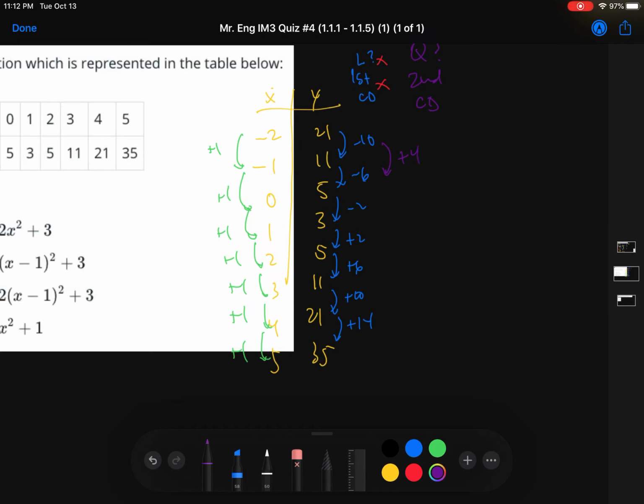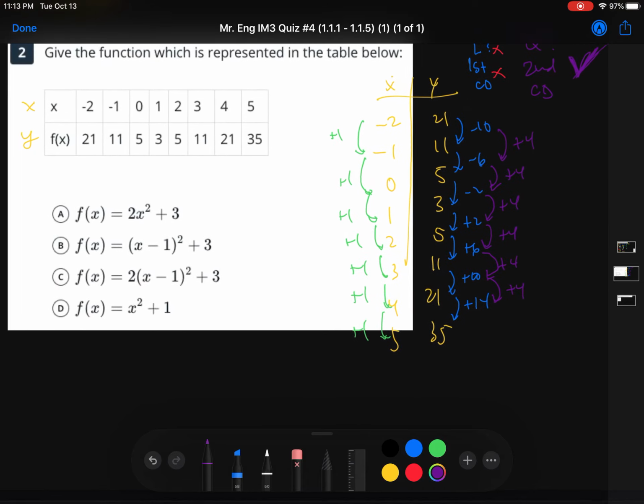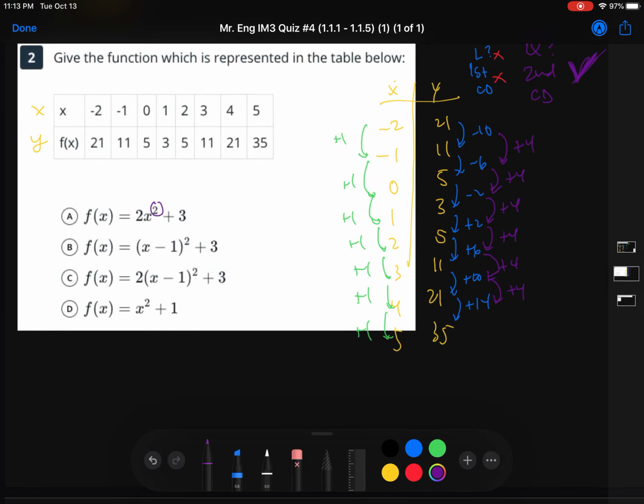I got plus 4, -2, plus 4 gives you 2. 2 plus 4 gives you 6. 6 plus 4 gives you 10, and 10 plus 4 gives you 14. So do we have quadratic? The answer is yes, it is quadratic. Why? Because we have a second common difference. So all the answers already have a power of 2. Okay, this did not help us.